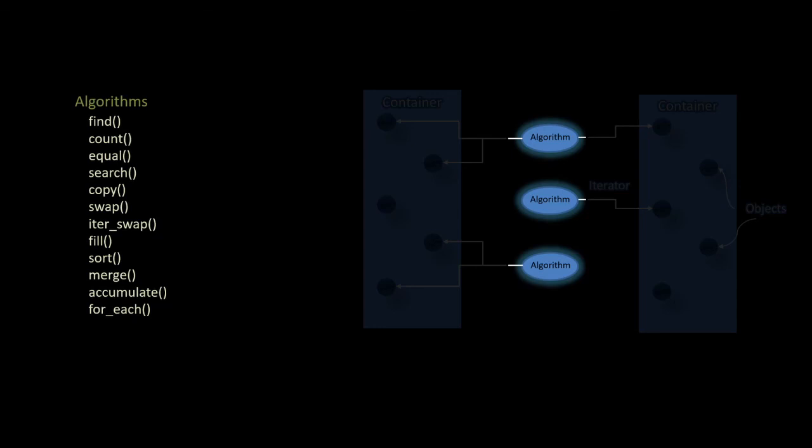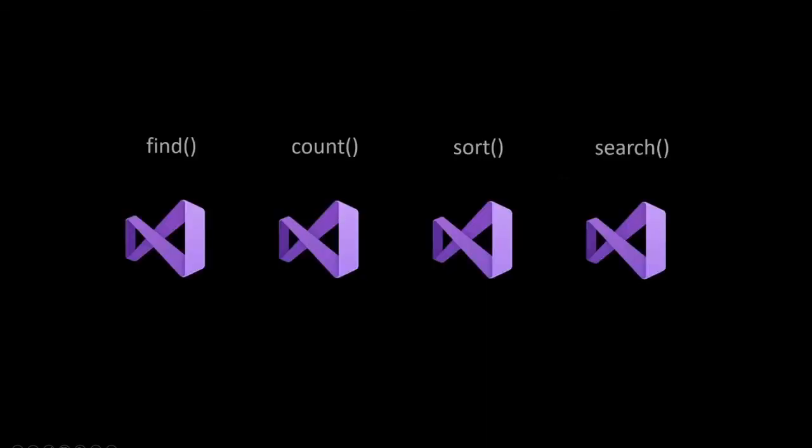And finally, I'll look at one, merge. It combines two sorted ranges of elements to make a larger sorted range. So these algorithms are part of the STL library that you can call and actually do things for you. I think now what we should do is get into Visual Studio and look at an example of each and every one of these.